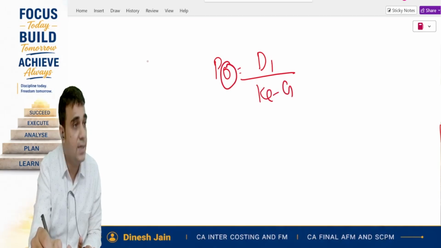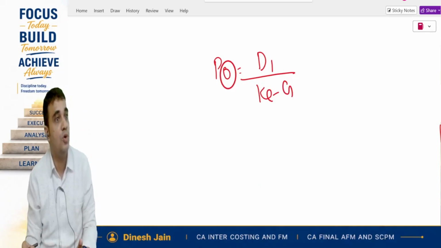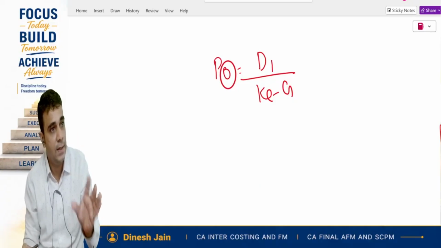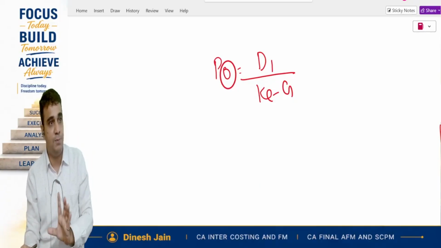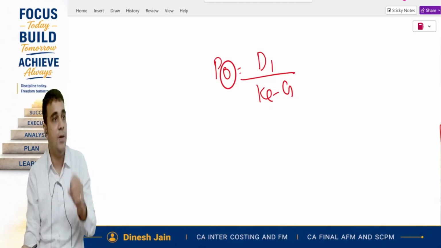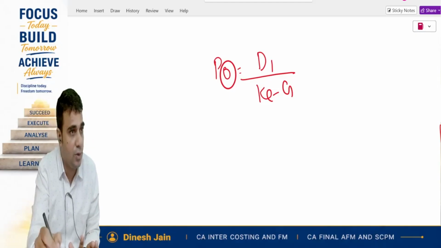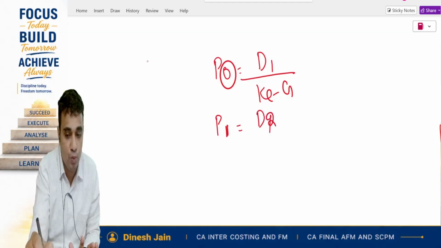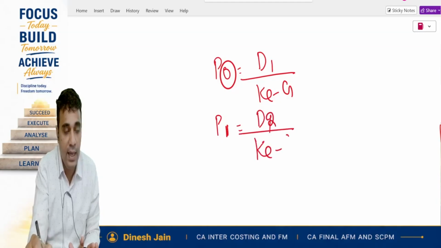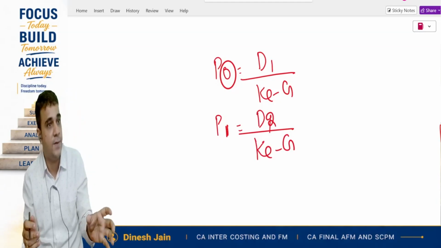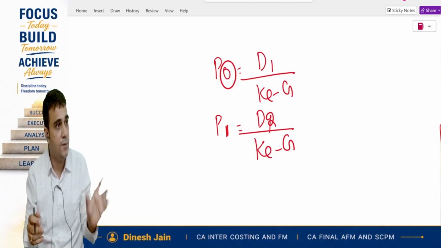When I'm at the year 0, if I ask you growth rate, you'll say 10%, 8% and 6%. I say give me one answer. You say no, not possible. So what Gordon said is P naught is equal to D1 by KE minus G. You can also say P1 equal to D2 by KE minus G. P1 is the price of first year, using the dividend of second year.